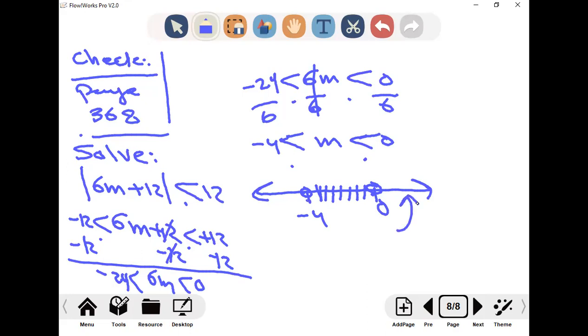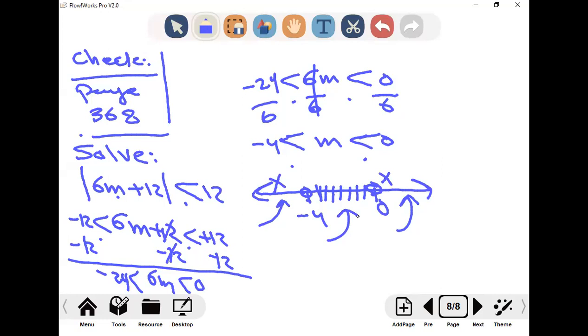Now here choose a number, 1. Put 1 here. 6 times 1 is 6, plus 12 is 18. Absolute value of 18 is 18. Is 18 less than 12? No. Choose a number less than negative 4. Here, negative 6. 6 times negative 6 is negative 36, plus 12 is negative 24. Absolute value of negative 24 is positive 24. Is it less than 12? No. So here is not a solution and here is not a solution.